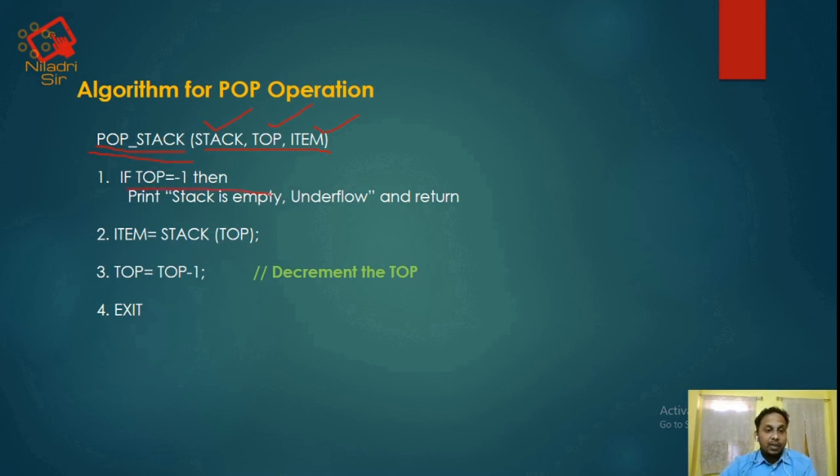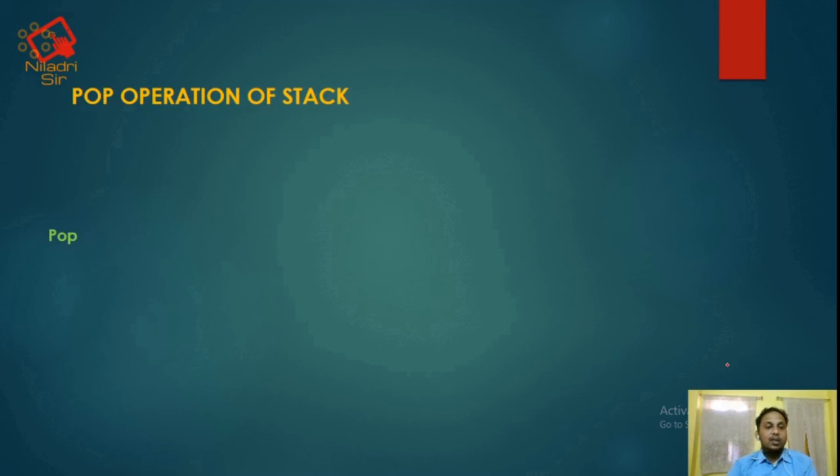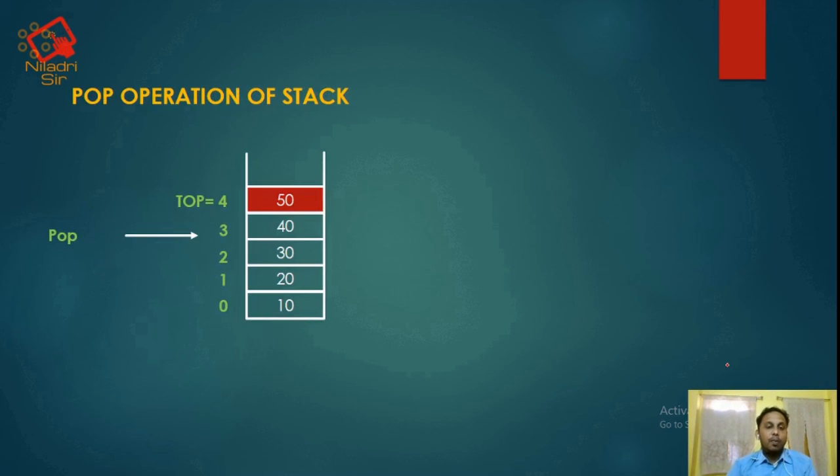If top is -1, then we will print stack is empty or underflow condition, and we will return. So if top is -1, no pop operation can be performed. So let's go to the example, and after that we will again discuss this algorithm. This will perform the pop operation.